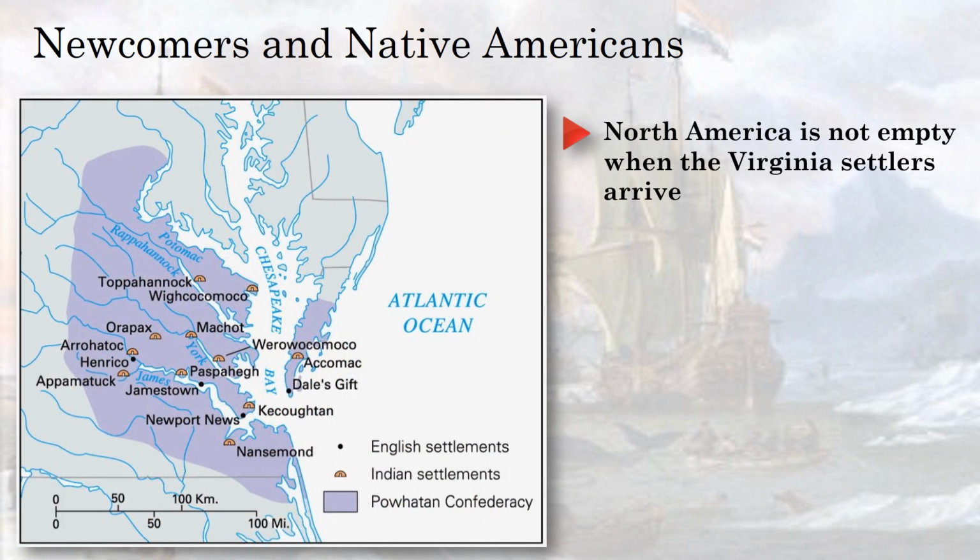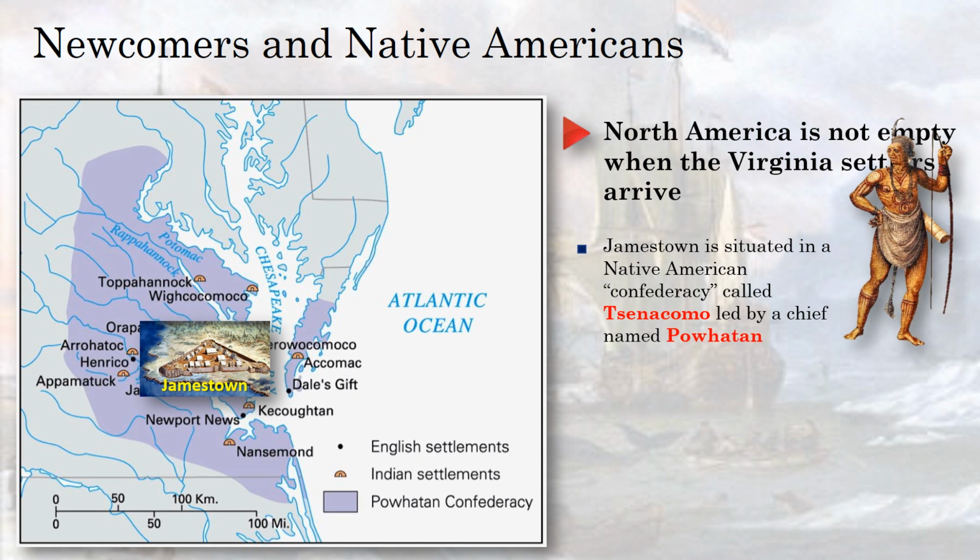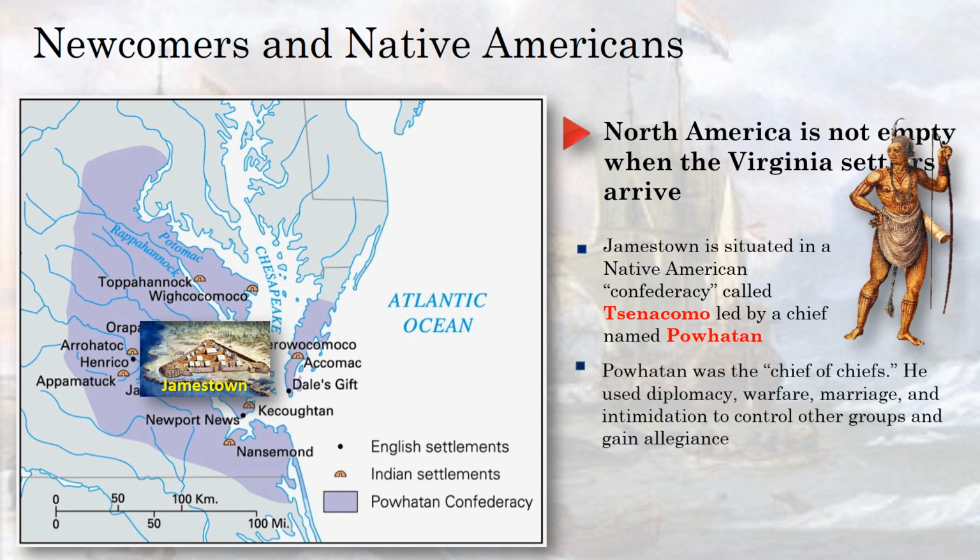Well, North America is not empty when the Virginia settlers arrive. In fact, Jamestown was situated in a Native American confederacy called Tsenacommacah, and I'm sure I'm getting that wrong, but my apologies. Now, it was led by a chief whose name was Powhatan. Powhatan is the chief of chiefs. He's something like a chief executive, if you will.